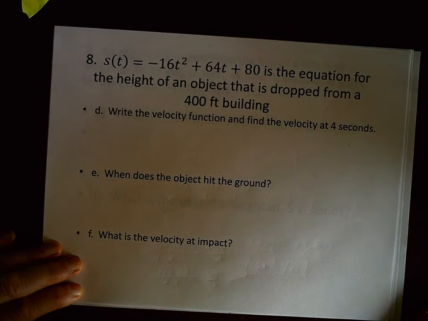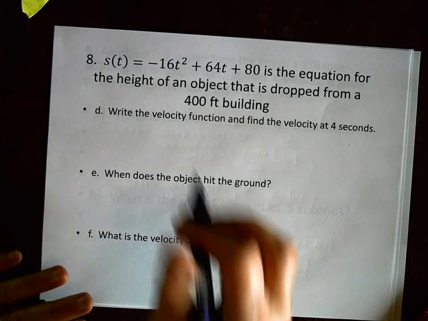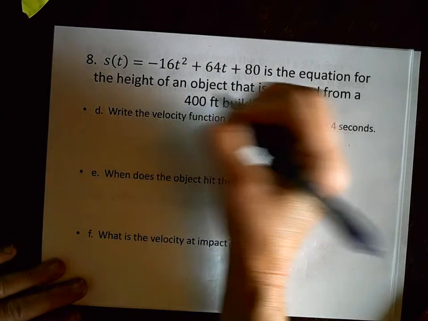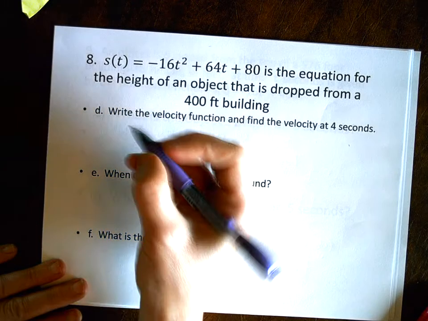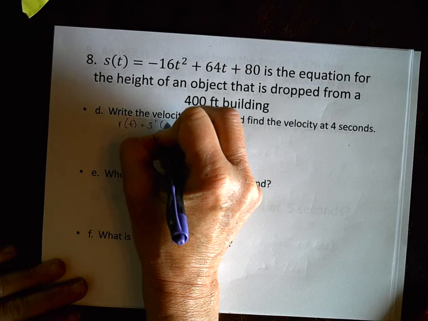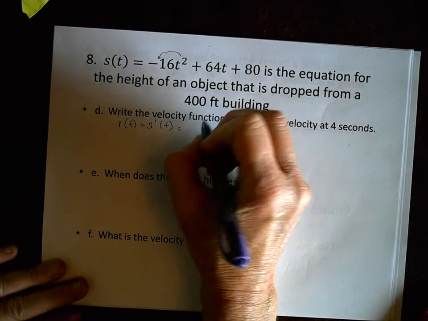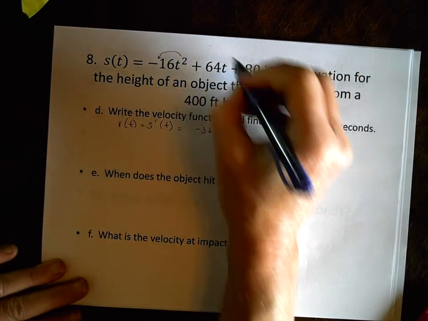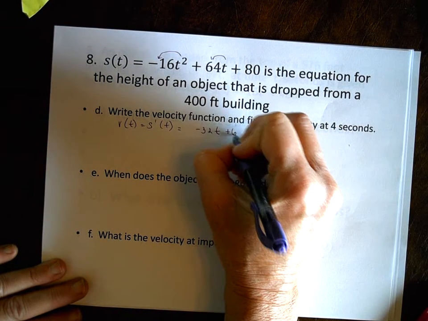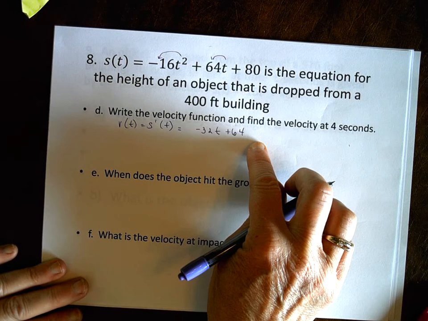Okay, so part D now. So we did A, B, and C. Write the velocity function, derivative, find the velocity at 4 seconds. So first thing was we're going to find the derivative. Remember this and this mean the same thing. Use the power rule. So we'll go up to this equation, negative 32t plus 64. And that's the function we use anytime they ask us the velocity at a certain moment of time.